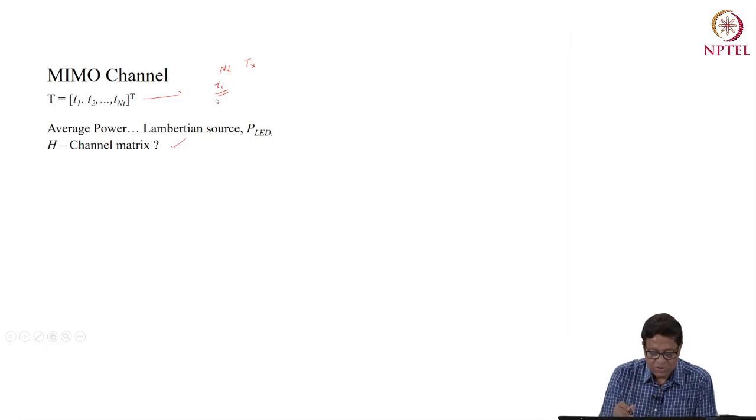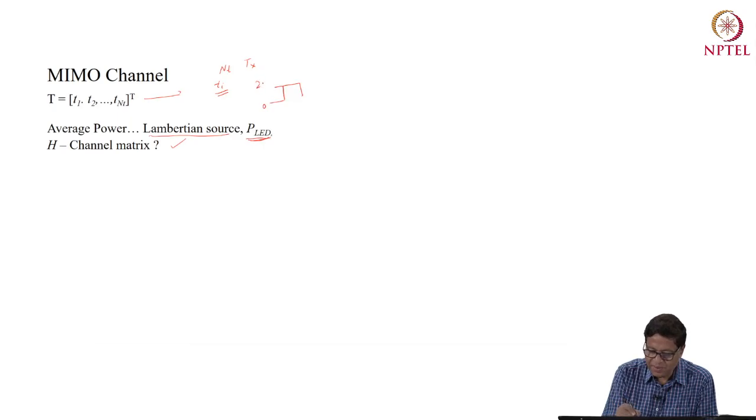And I am also assuming that the source is a Lambertian source, and it gives the average power of PLED. So if I'm using on-off keying, that is, in the off, there is no output, and in the on, there is some output. And if the average value is PLED, that means the range of low and high is between 0 and 2 PLED, 2 times the power of the LED.